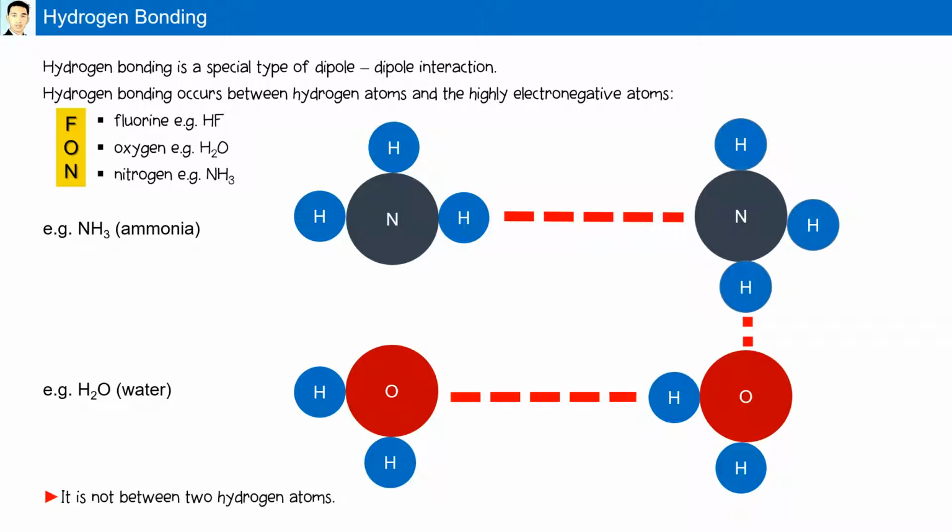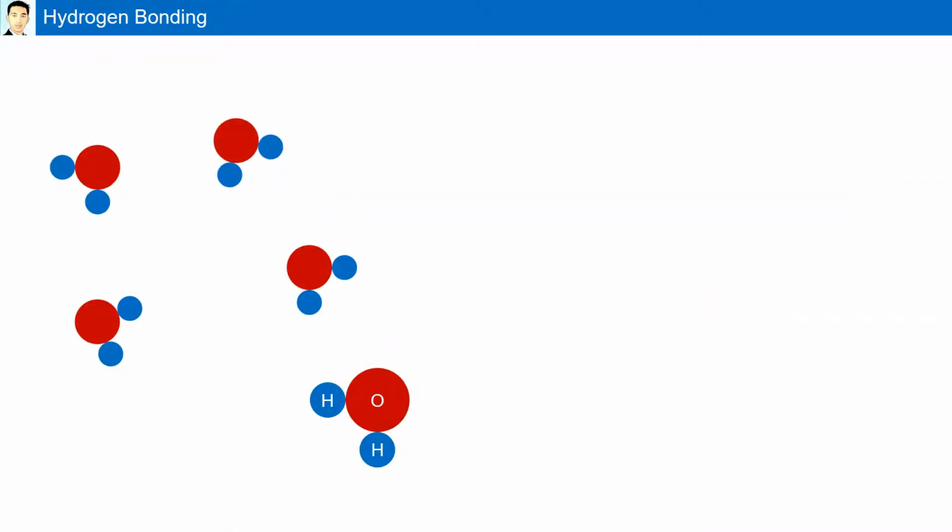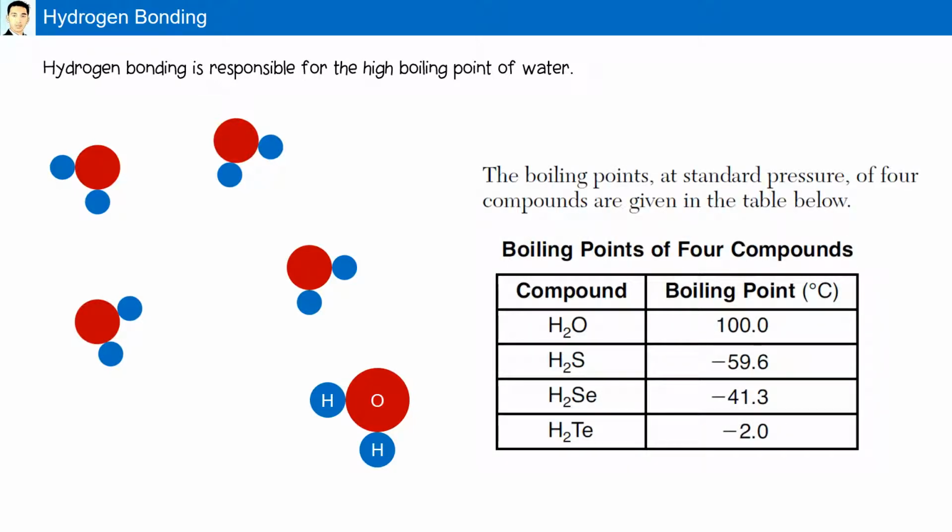It is not, however, between two hydrogen atoms. Hydrogen bonding does not occur between two hydrogen atoms. It is between hydrogen and another highly electronegative atom, and these are fluorine, oxygen, and nitrogen. These three only. Hydrogen bonding is responsible for the high boiling point of water compared to other molecules of similar size. Here we have hydrogen bonding occurring between the oxygen and the hydrogen of the various water molecules.